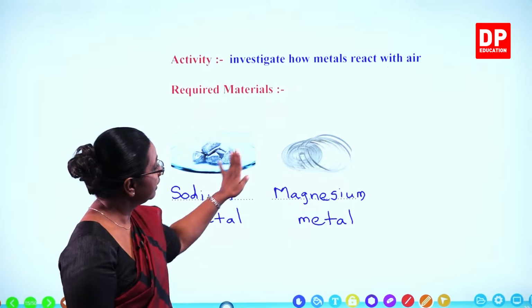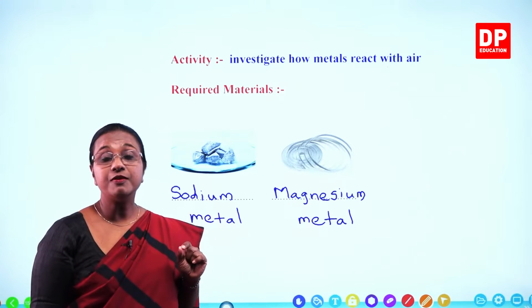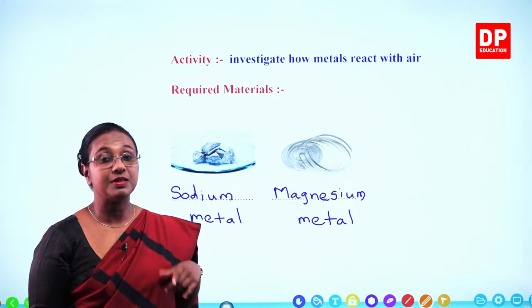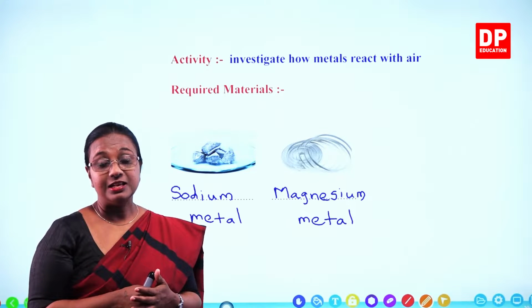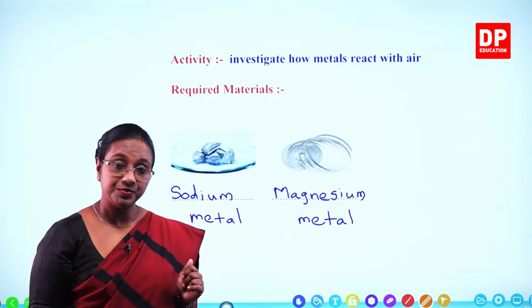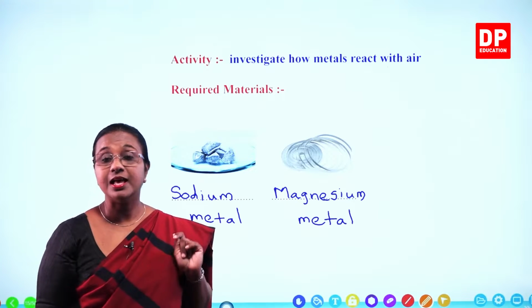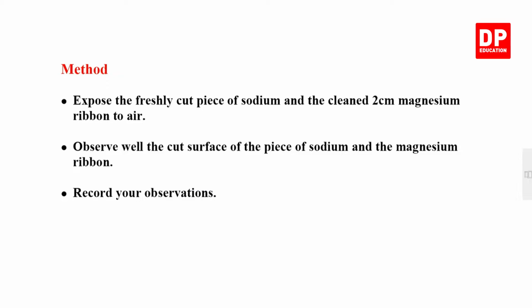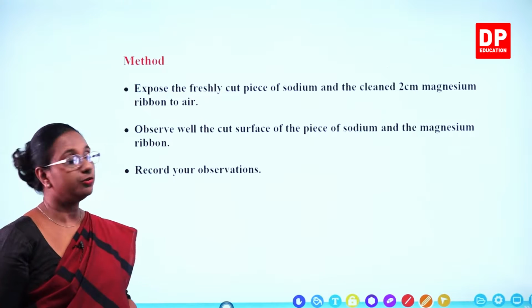As you know, initially when you look at the magnesium, normally there is a layer of oxide over it, the magnesium oxide layer. And normally we clean it with sandpaper and then observe the magnesium strip. So, let's see how we can investigate how metals react with air. The method is this: expose the freshly cut piece of sodium and the cleaned 2 cm magnesium ribbon to air.